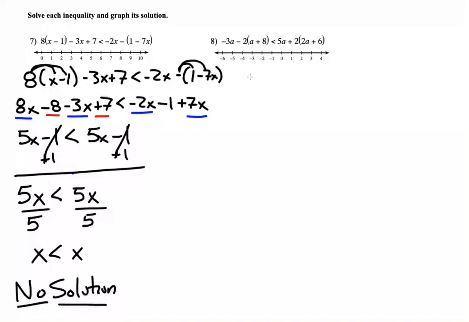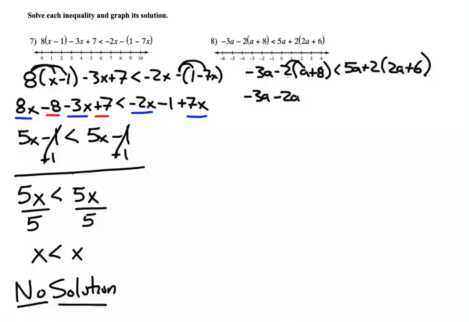All right, let's try our final one, number 8. So that would be, I'm going to rewrite it here, negative 3a minus 2 times the quantity a plus 8 is less than 5a plus 2 times the quantity 2a plus 6. Okay, so I have negative 3a, and I have to distribute my negative 2. So negative 2 times a is minus 2a. Negative times a positive is a negative. And negative 2 times 8 is 16. And that's less than 5a.